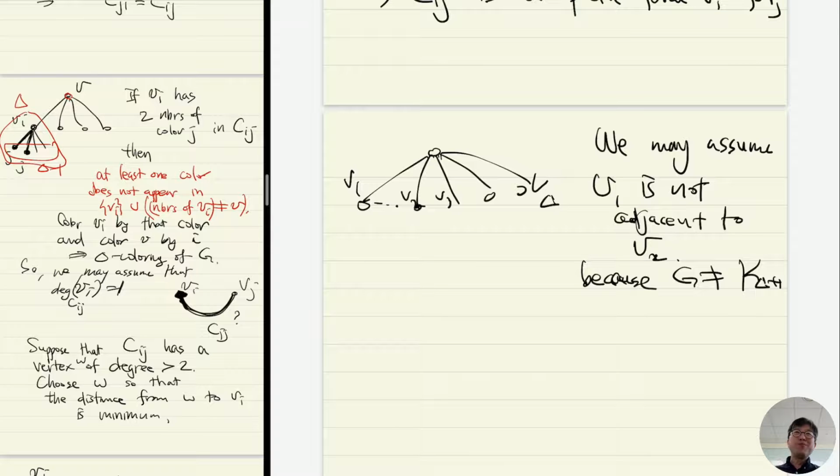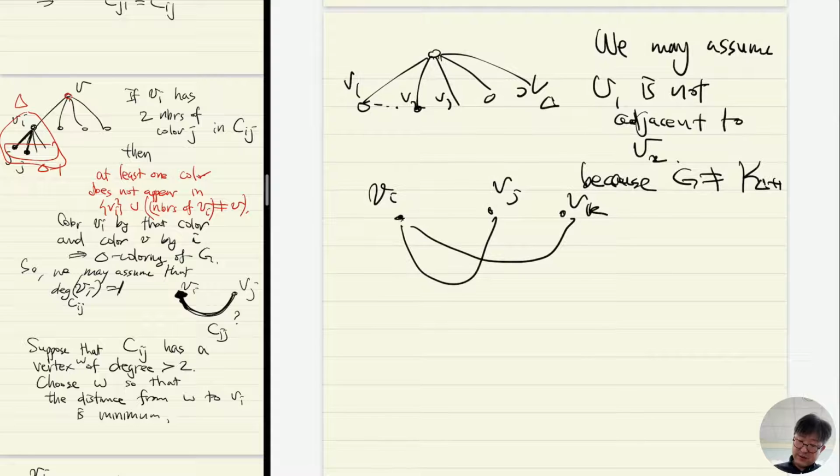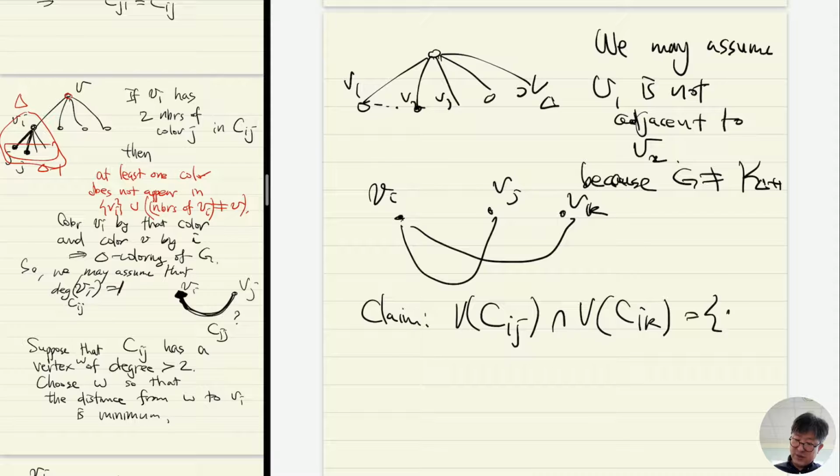Oh, I need to prove one more thing. Okay, what happens if I have Vi and Vj and Vk? Can I have intersections? So, claim: the intersection of Cij and Cik is only the one vertex Vi.